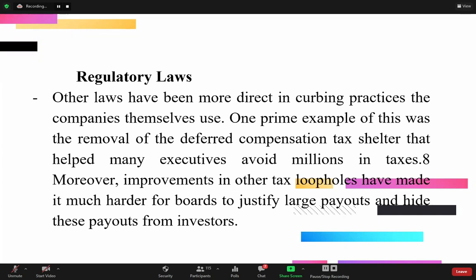So essentially, there have been laws put through to try and govern and regulate compensation by creation of things like compensation tax shelters and certain things that have essentially helped to prevent executives from getting loopholes to get more money, in short. Yes, and then the next slide.